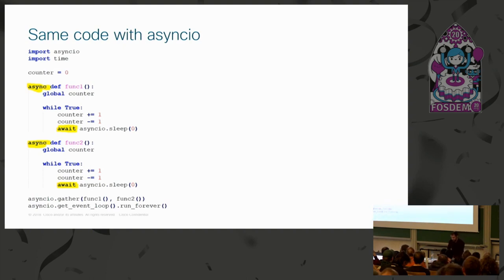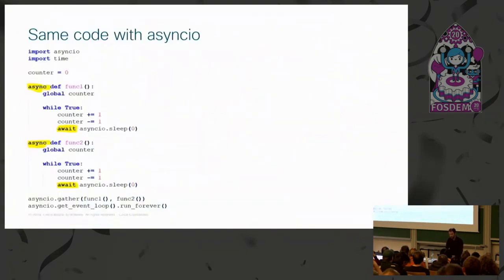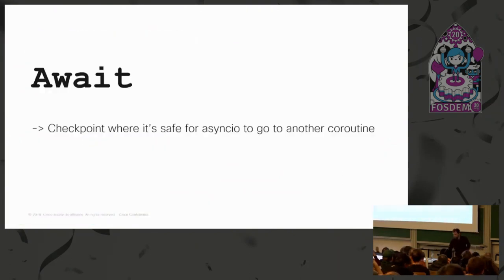So let's run this example. You see we always print zero. That's what you get when you execute the script. So the await keyword actually means that it's a place where it's safe for one coroutine to move to another coroutine. That's it, basically.